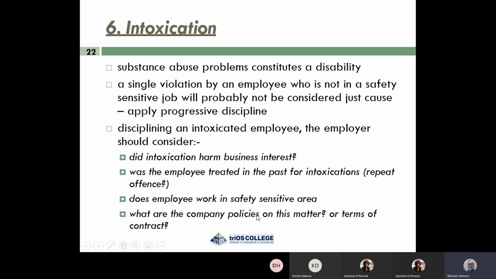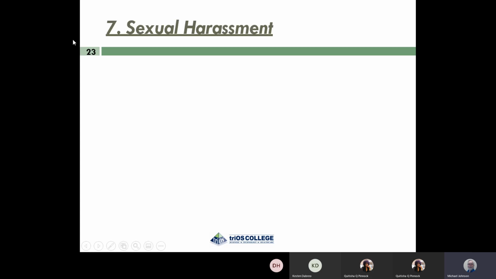And what are the company policies on the matter? Well, once again, do you have a policy? Is it expressly prohibited within your contract, or do you have a policy that covers the contract? Remember, it's difficult to hold people accountable to something that they have rights to.